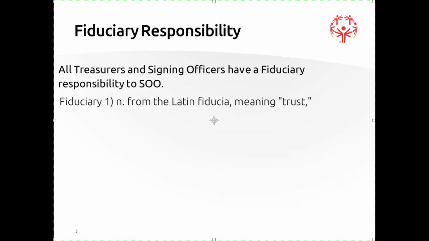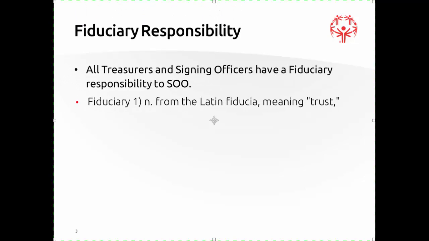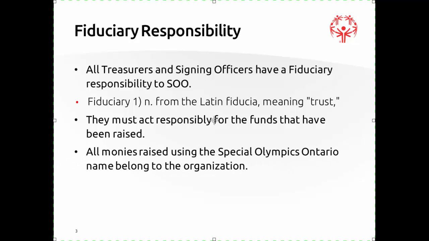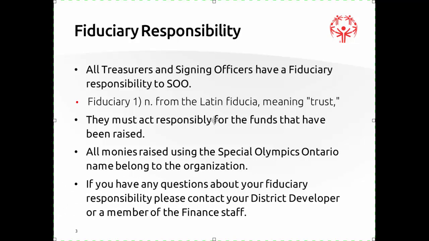Fiduciary responsibility. All treasurers and signing officers have a fiduciary responsibility to SOO. They must act responsibly for the funds that have been raised. All monies raised using the Special Olympics Ontario name belong to the organization and are in trust to the treasurer and signing officers. If you have any questions about your fiduciary responsibility, please contact your district developer or a member of the finance staff.